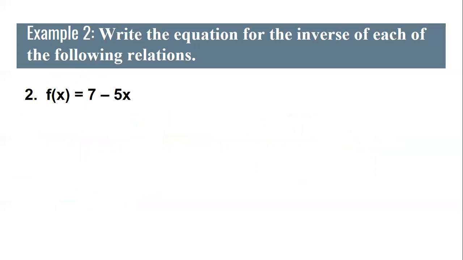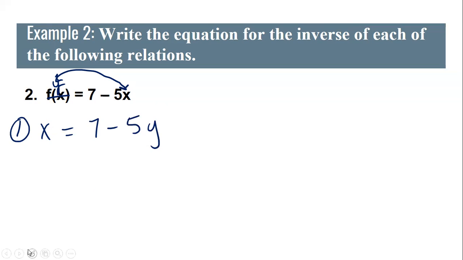All right, so here we go. An example: what if I don't have a Y? It says f of X. Oh my gosh, what am I gonna do? You change f of X to Y, okay? Just for the sake of switching X and Y. So now I'm gonna switch X and Y, and that becomes X equals 7 minus 5Y. That's step 1. Step 2 is to get Y by itself.